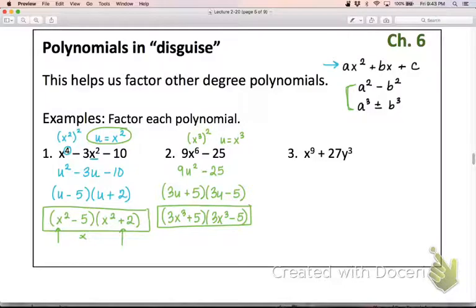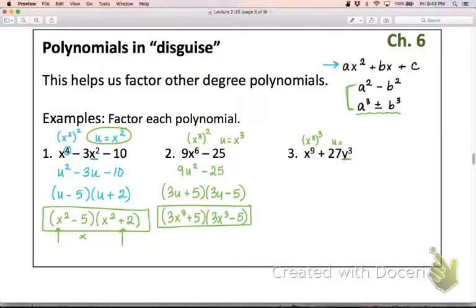Okay, the last one here, x to the 9th plus 27y to the 3rd. So again, I see two terms, so I'm looking at the last two. But since that's a plus, the only one that's allowed to be plus is my sum of cubes. So I'm hoping that those are going to be cubes. Now, they do end up being cubes because, well, the y cubed is obviously a cube. But the x to the 9th, 9 is divisible by 3. This is x to the 3rd cubed.